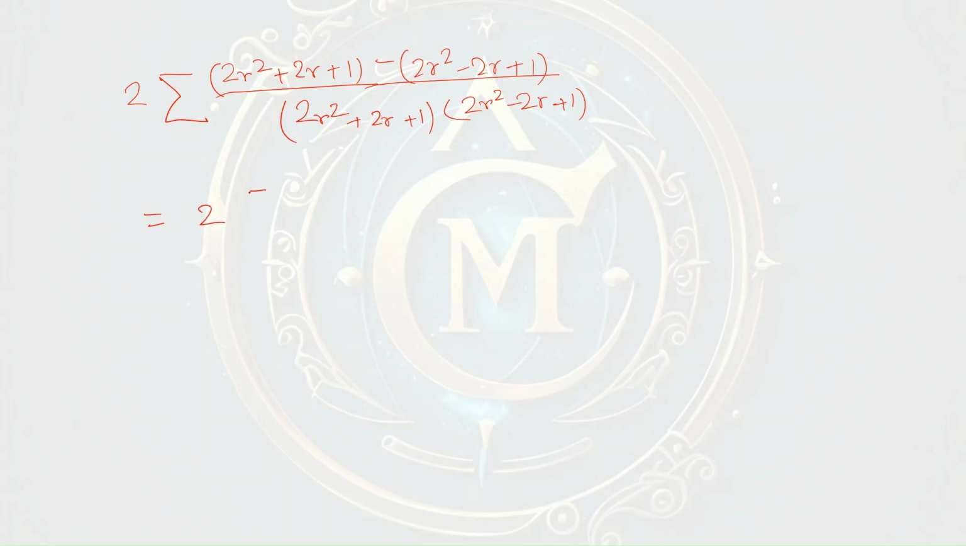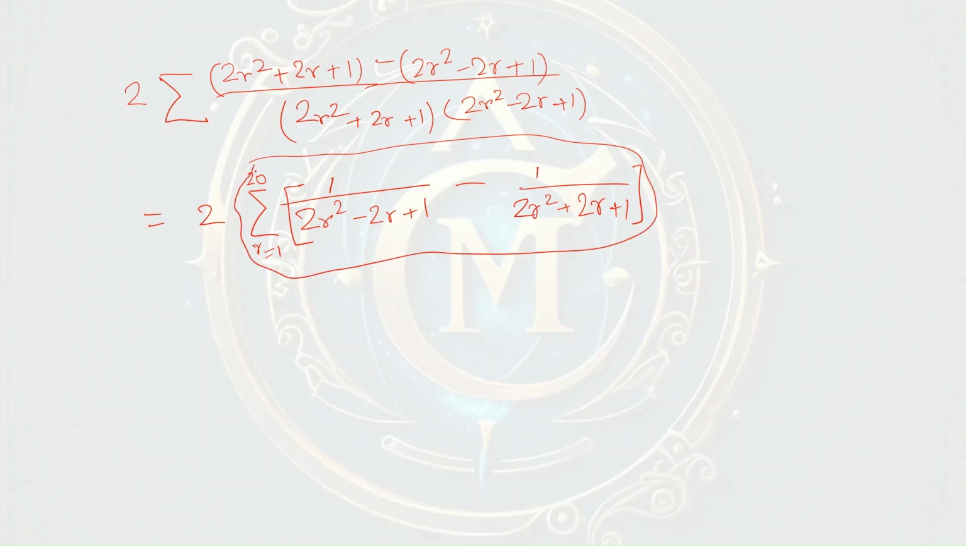So we can write this as summation 1 over 2r square minus 2r plus 1 minus 1 over 2r square plus 2r plus 1. Now see, this relation is valid for r equal to 1 to 20, and this is a telescopic series. So this is the general term. So we put the values one by one of r. So we will get, let us solve this part first. Let's call it s.